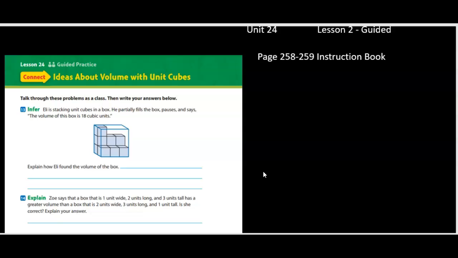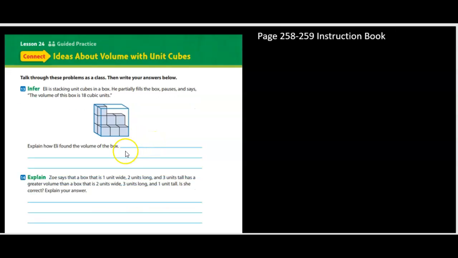Number 13 is where I'm at. Eli is stacking unit cubes in a box. He partially fills the box, pauses, and says, the volume of this box is 18 cubes. Explain how he found the volume of the box. I want you to pause the video, write your idea, and then turn the video back on so you can listen to the answer.